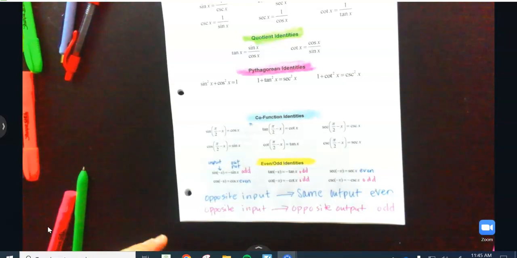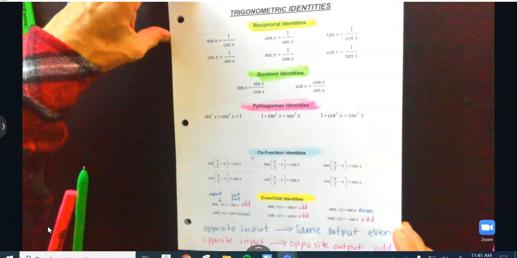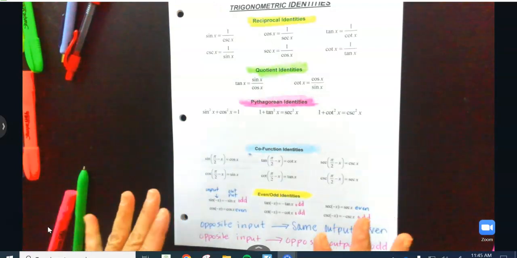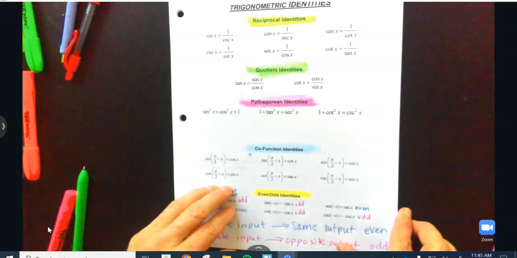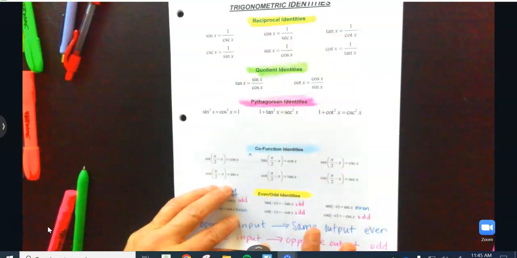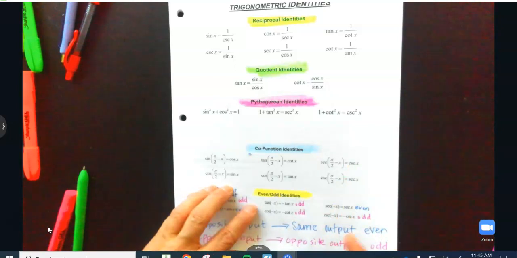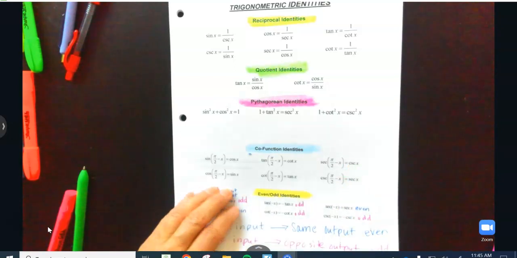Okay, so those are your identities. You will be given a quiz over these identities on the day after the break. So make sure that you have this in front of you. Make sure you do not lose it. You will be referring to this often, many times. All right, let's turn the page and let's talk about our notes.